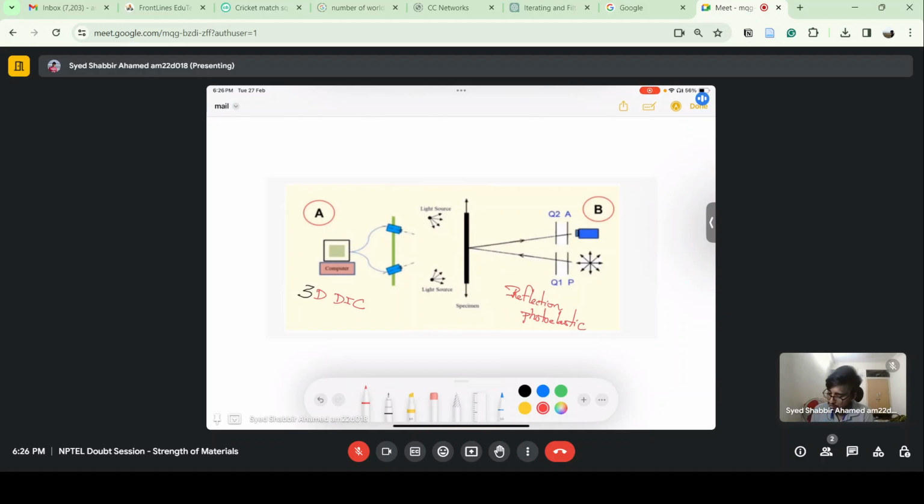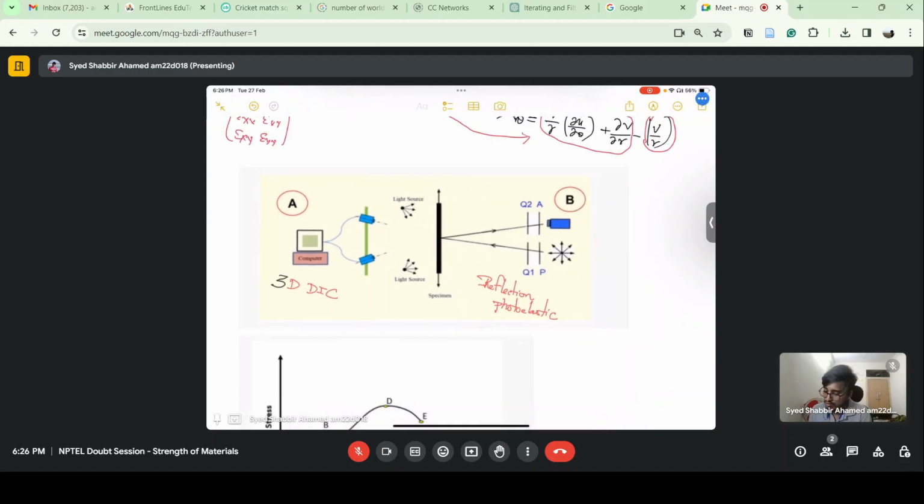Here, as we have discussed in the earlier sections, on this side of the specimen, we have to paint the specimen with a white coat along with speckles so that we get the deformation which is happening due to the applied load on the specimen.